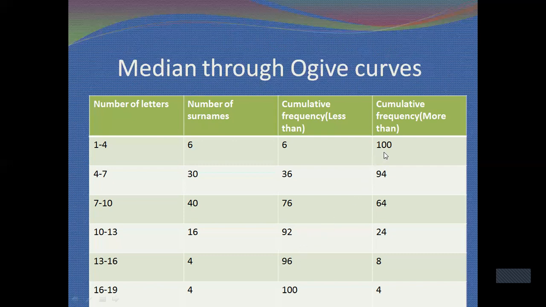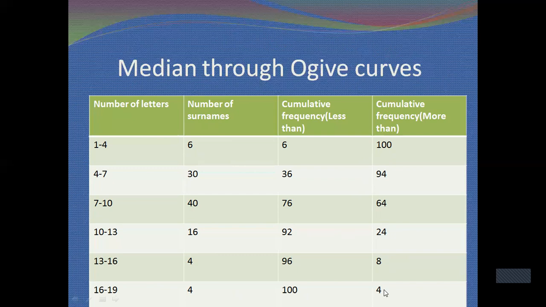Now, the more than type cumulative frequency. First, the total of this frequency is 100, so write 100 as it is. 100 minus 6, 94. 94 minus 30, 64. 64 minus 40, 24. 24 minus 16, 8. 8 minus 4, that is 4. This 4 and this 4 will coincide here. You see it in the more than type cumulative frequency.